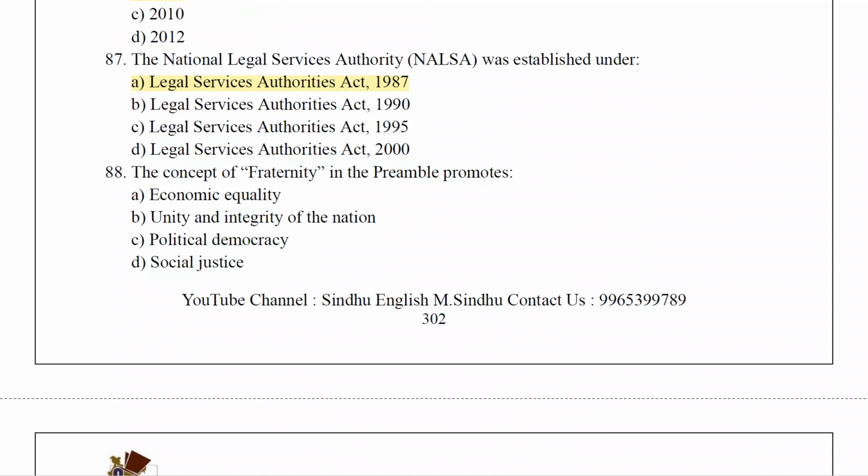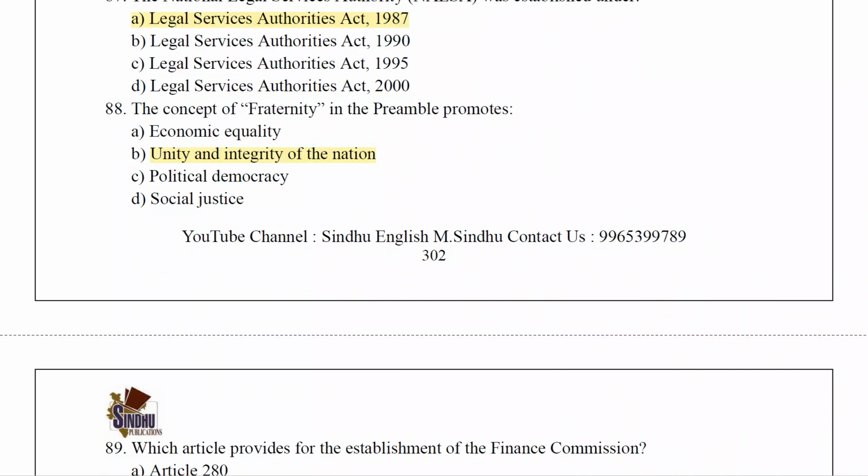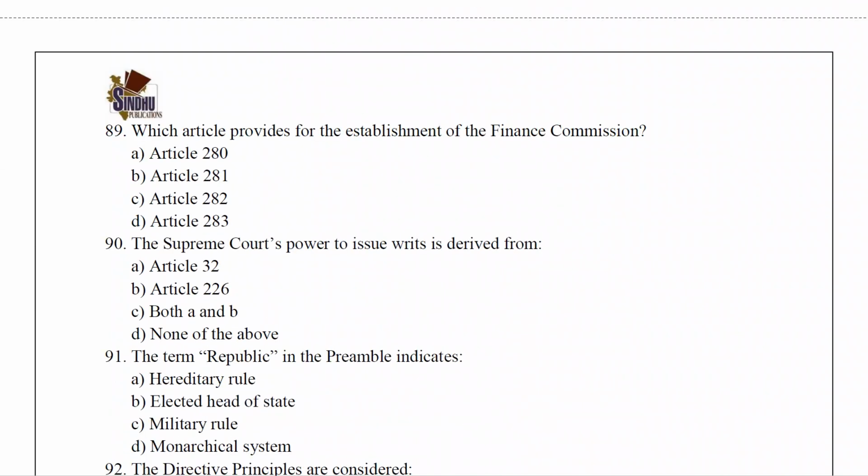The concept of fraternity in the Preamble promotes unity and integrity of the nation. Which article provides for the establishment of the Finance Commission? The answer is Article 280.